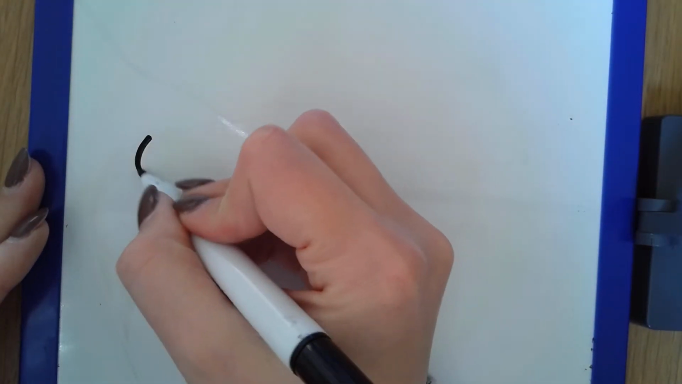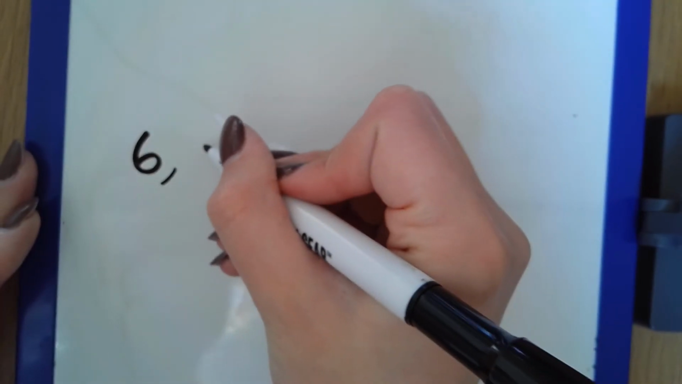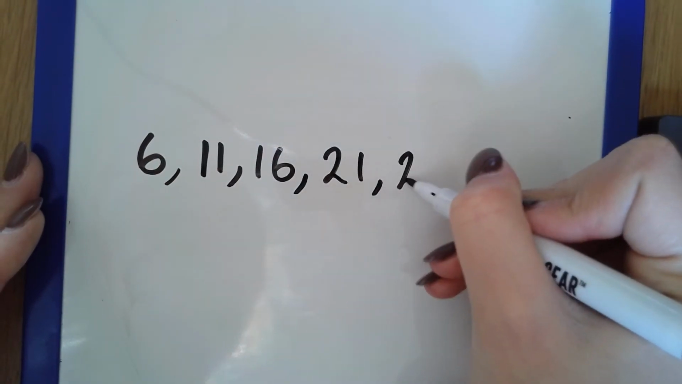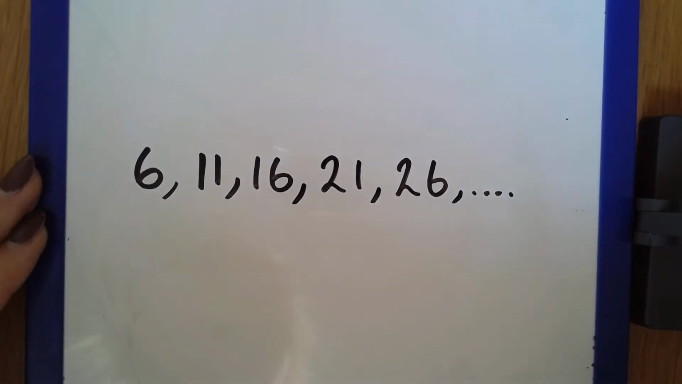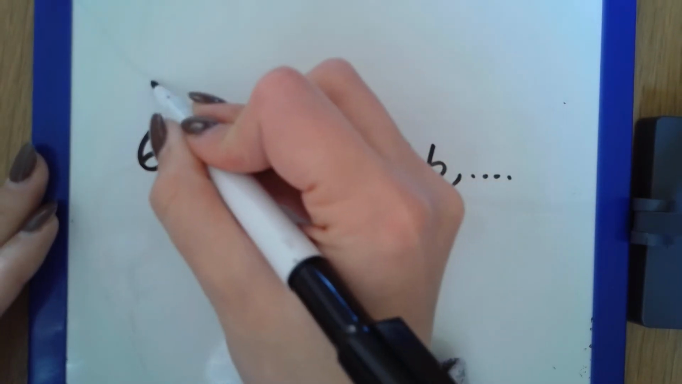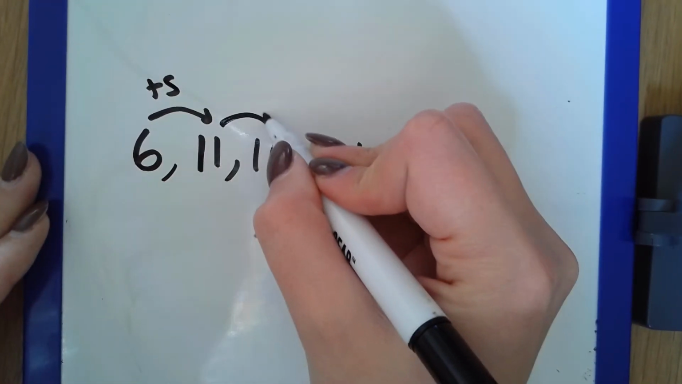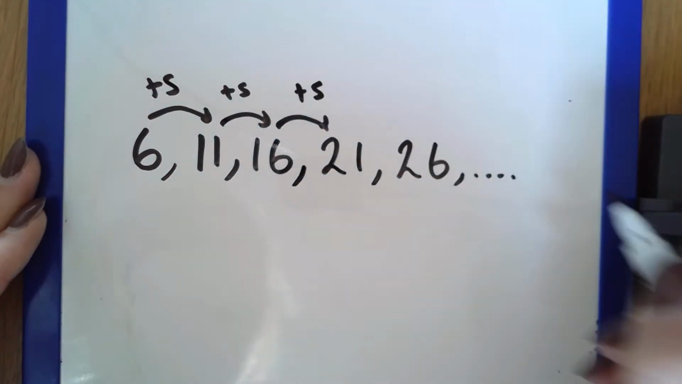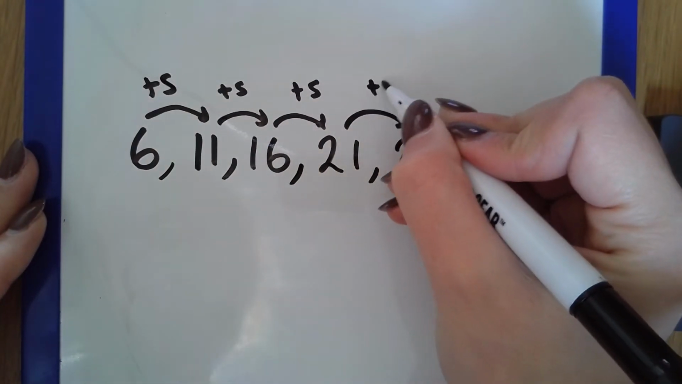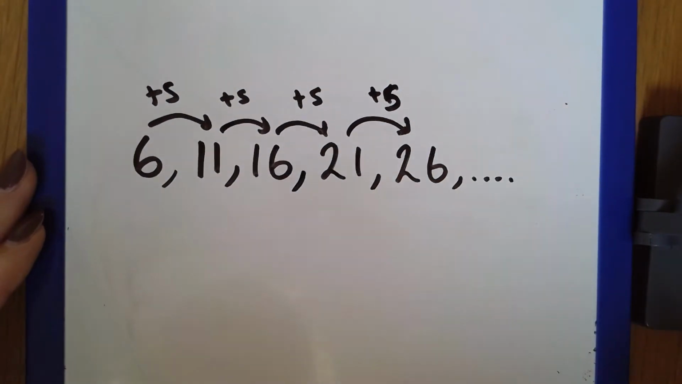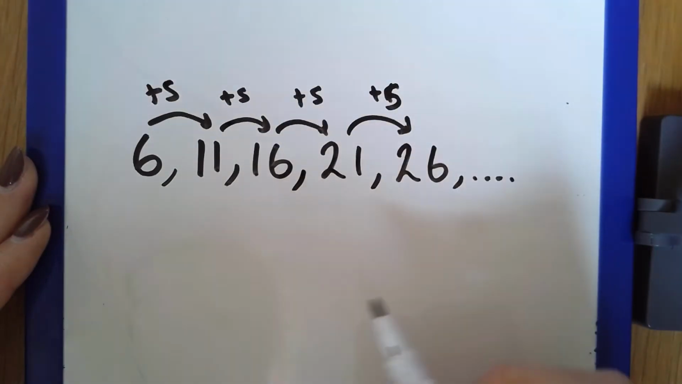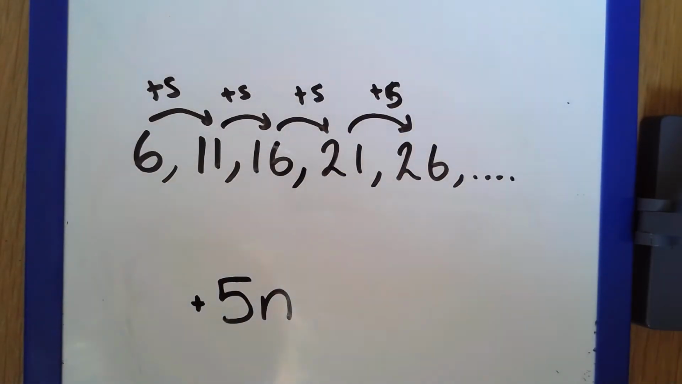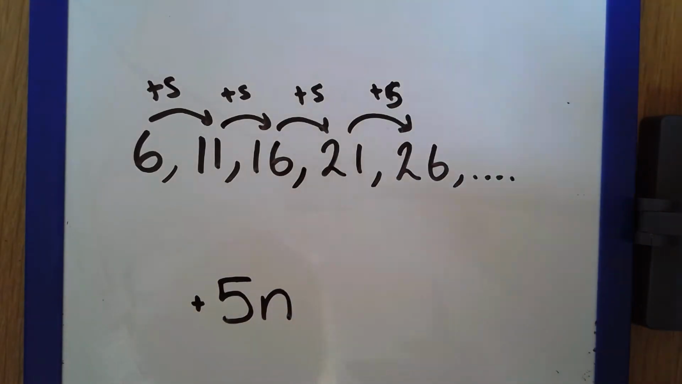This time we're going to do 6, 11, 16, 21, 26. How do I get from 6 to 11? I add 5. From 11 to 16? I add 5. From 16 to 21? I add 5. From 21 to 26? I add 5. Because I add 5, add 5, add 5, add 5, I know that my sequence starts with 5n. I could put a plus 5n if I wanted to, but you don't need the plus there.